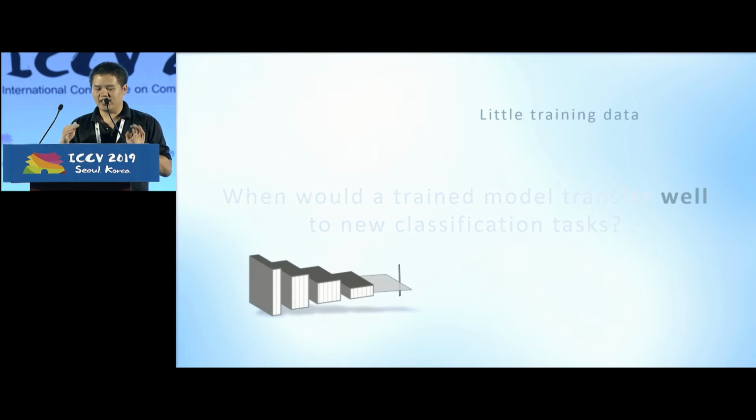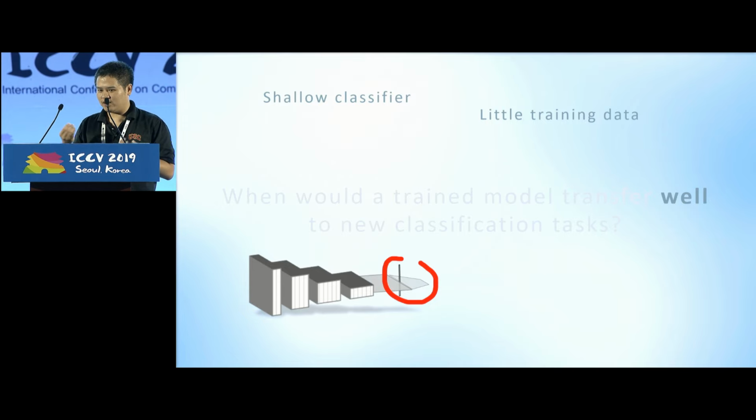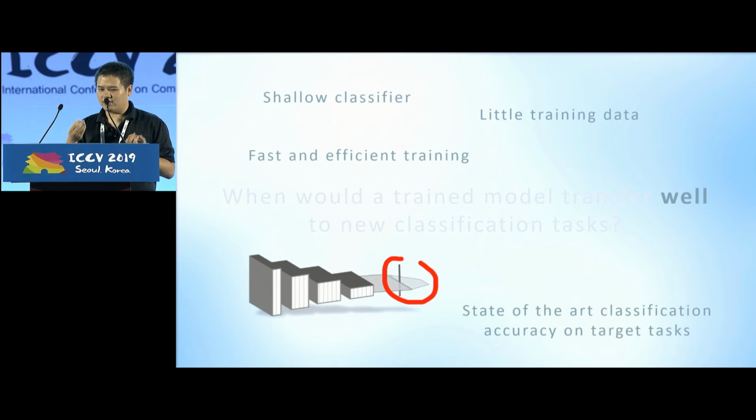Yes. So transfer learning means that given a network trained for a different task, we extract the embedding from the layer before the last one, and then we train a shallow classifier on the new task from the embedding. So it requires only a little training data. And also, this training process is very fast and efficient. So it is another gain.